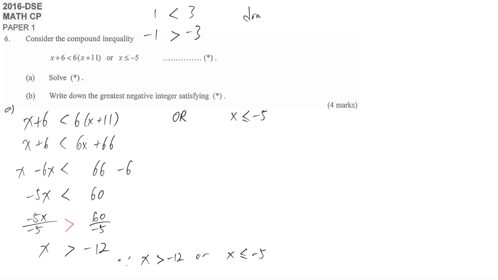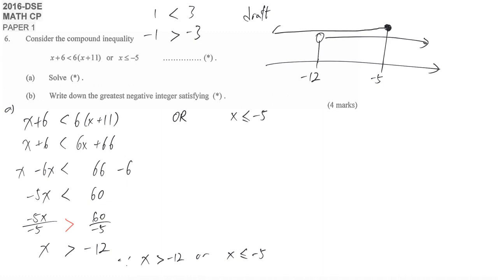In our graph, we have to draw a number line, and then we have two boundaries. The first boundary is -12, another one is -5. And beware that the smaller one we write on the left hand side, the bigger one we write on the right hand side here. The first criteria, larger than -12, that means we can select any x in this region. The second criteria is smaller or equal to -5. That means we can select any number in this region, these two regions.